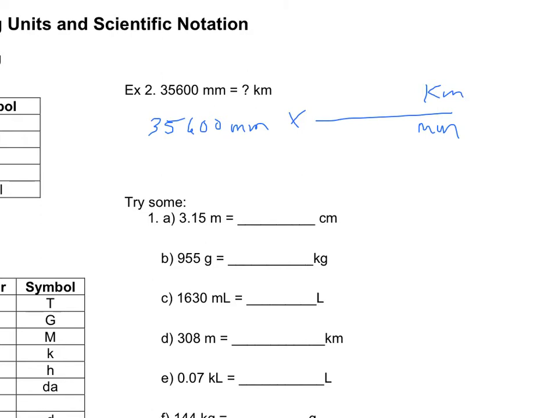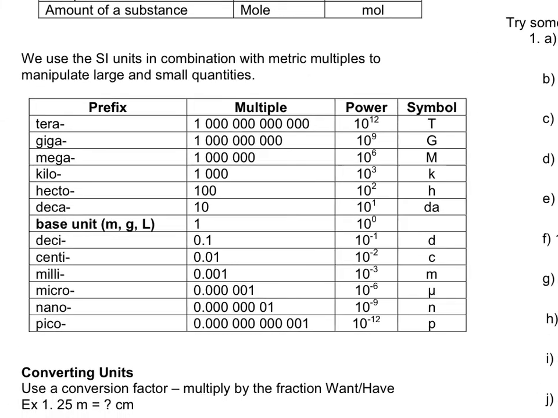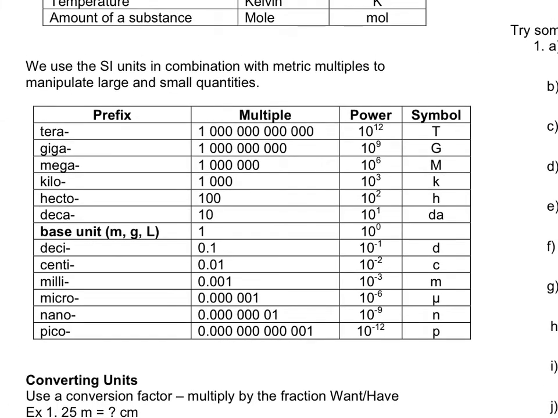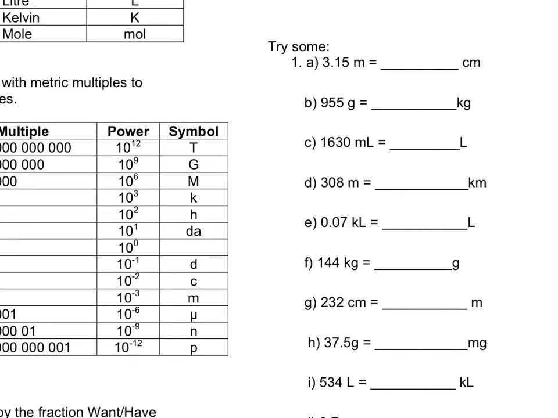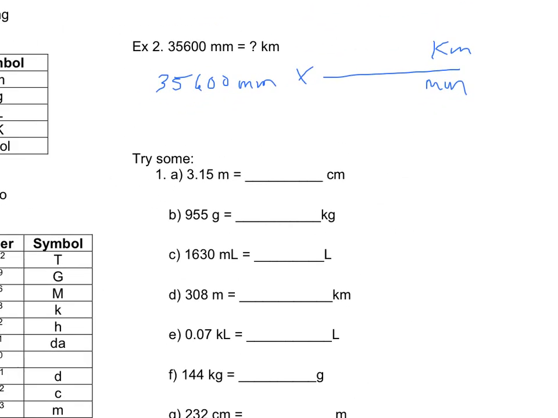I could look at this chart and see how many powers of 10 difference there are between millimeters and kilometers. It goes from 10 to the 3 to 10 to the minus 3. That's a power difference of 6. Or I could do this in stages. There's 1,000 millimeters in a meter, and there's 1,000 meters in a kilometer. That means I need to have 6 zeros in my conversion factor. My units cancel, and I'll be left in kilometers.